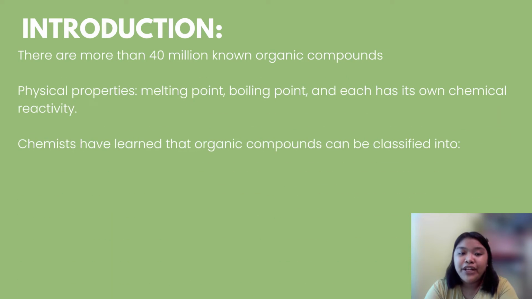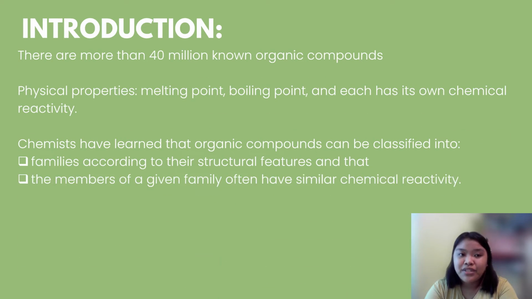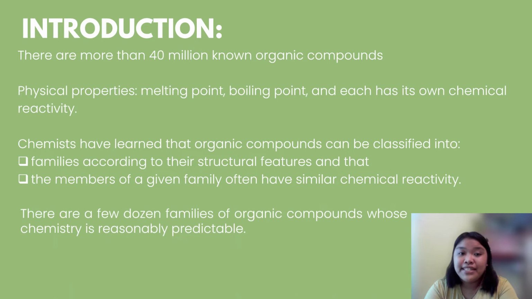There are more than 40 million known organic compounds. Each one of these compounds has its own physical properties such as melting point and boiling point, and each has its own chemical reactivity. Chemists have learned through years of experience that organic compounds can be classified into families according to their structural features, and that the members of a given family often have similar chemical reactivity. Instead of 40 million compounds with random reactivity, there are a few dozen families of organic compounds whose chemistry is reasonably predictable.